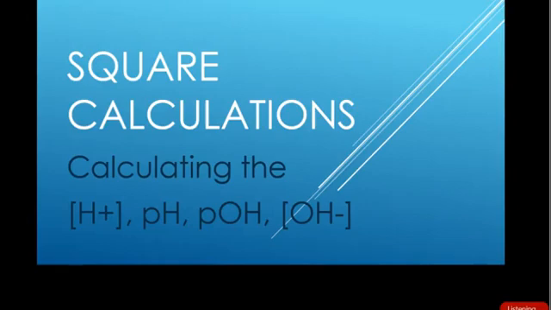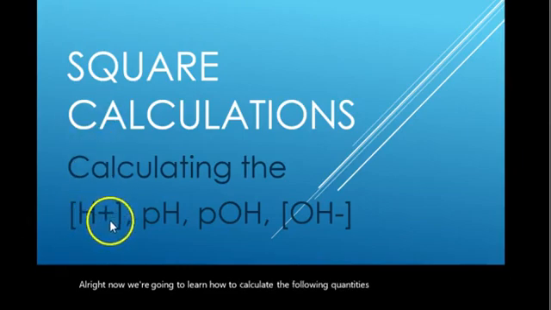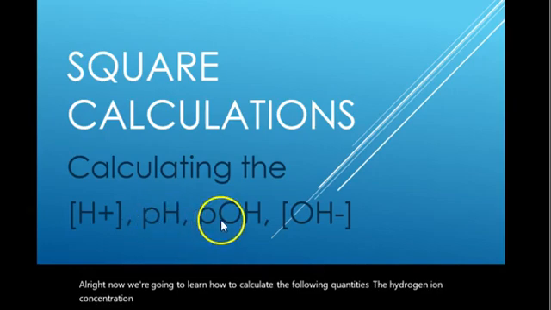All right, now we're going to learn how to calculate the following quantities: the hydrogen ion concentration, the pH, the pOH, and the hydroxide ion concentration.